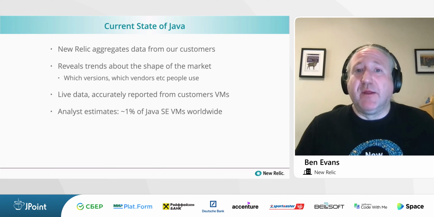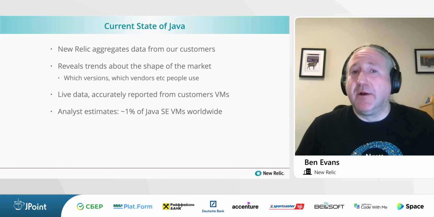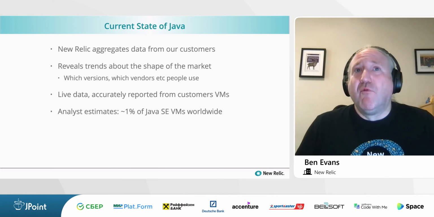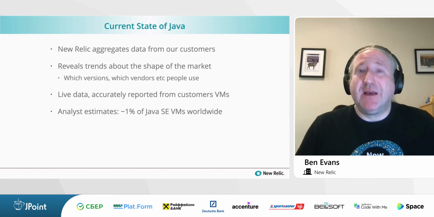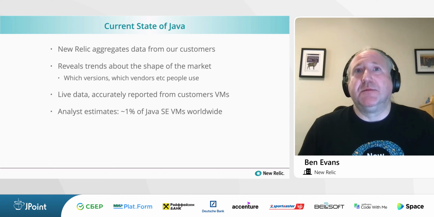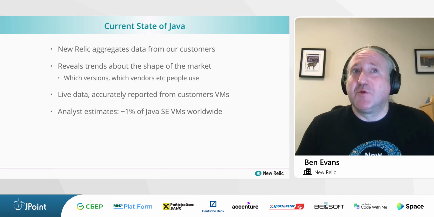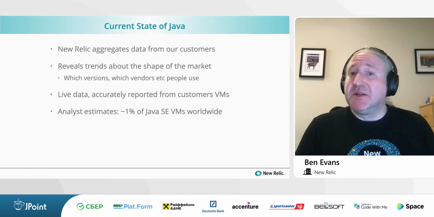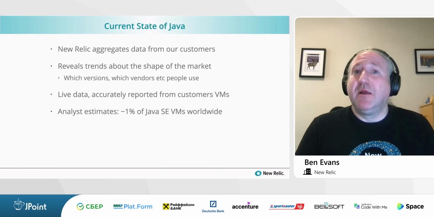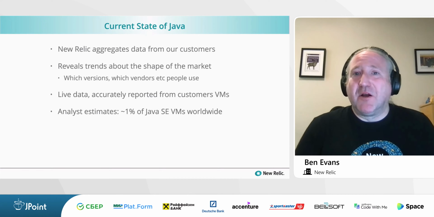But what we do think, and what analysts like Gartner and Redmonk have told us, the best estimate that we have is we see data from roughly 1% of all Java SE VMs worldwide. So the information that I'm going to show you is based on a sample set, a biased sample set potentially, because it is only New Relic customers. I'm going to say that several times. But it's a pretty good data set, and I'm really pleased and proud that we're able to share some of the data with you. So let's take a look.